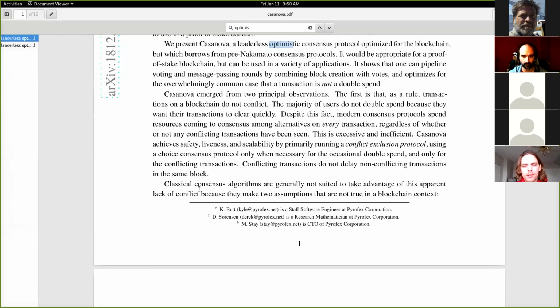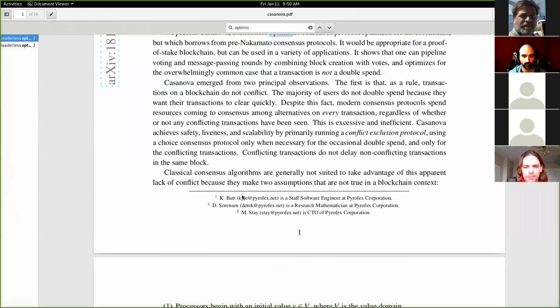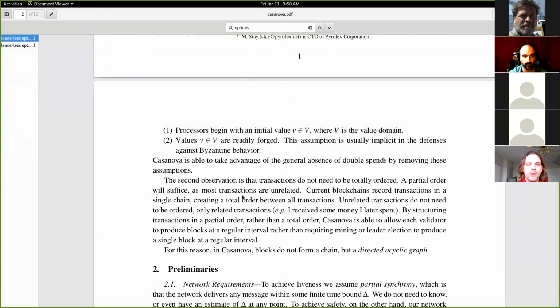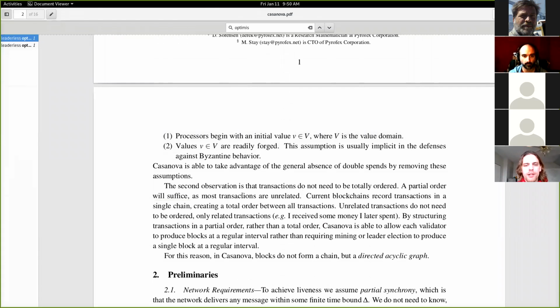Classic consensus algorithms are generally not suited to take advantage of this apparent lack of conflict because they make two assumptions that are not true in blockchain. Okay, so just to remember the stack, we're on the first principal observation, which is now describing two assumptions that are not true in a blockchain context. Yeah, about classical consensus algorithms. Okay. Processors begin with an initial value v in V, where V is the value domain. Processors, yeah. What does that mean exactly?